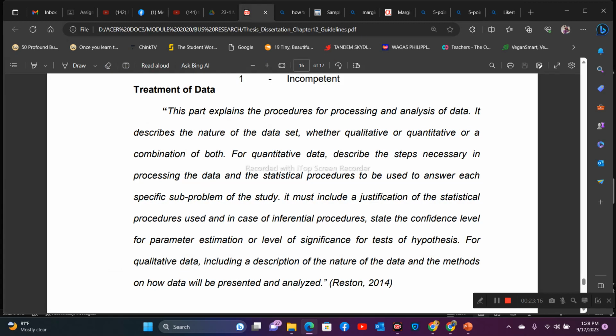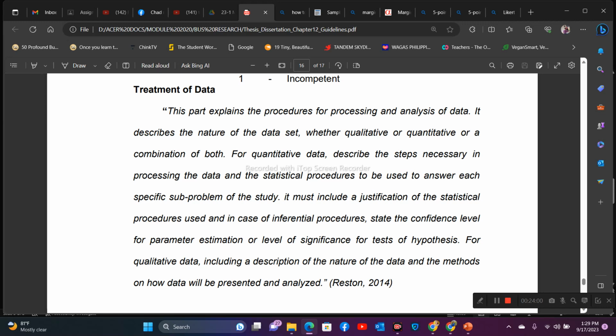Okay, next is the treatment of data. Here, make sure to have a screenshot. For quantitative data, if you pursue quantitative data, you will describe the steps of the necessary processing of your data here. Okay, and in the treatment of data, you will consult a statistician in order to solve that your data, that the result is accurate and that the result is correct. Okay?